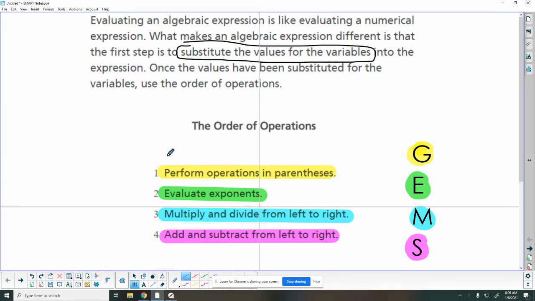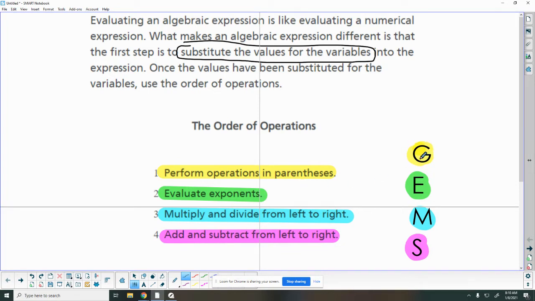So we still have to use the order of operations. I love to write out the word GEMS here. So I need to look for my groups. Do I have anything in parentheses? Even inside the parentheses, you still have to follow order of operations. If there are exponents inside the parentheses, you'll still do those first. If there's adding and subtracting and multiplying and dividing, you still have to multiply and divide before you can add and subtract. So even inside the parentheses, you follow this rule.